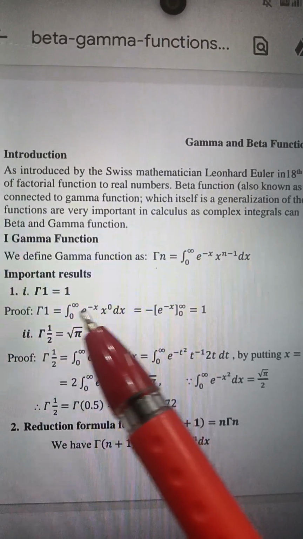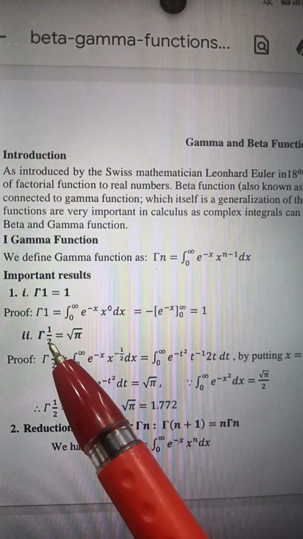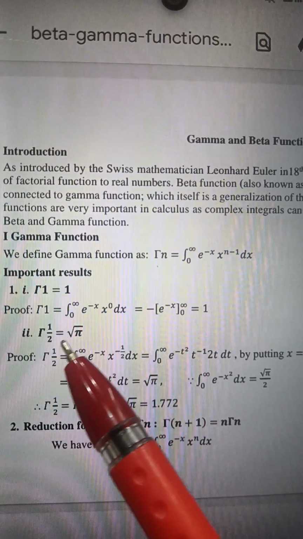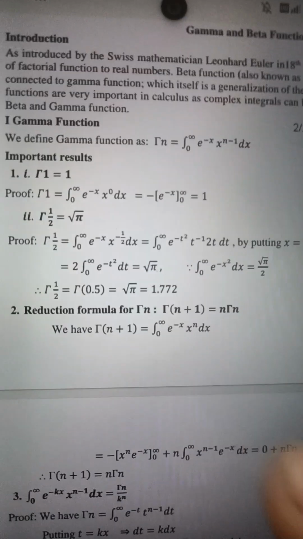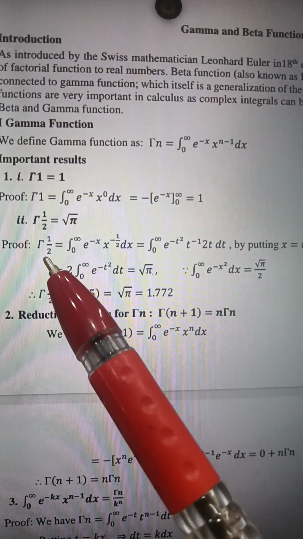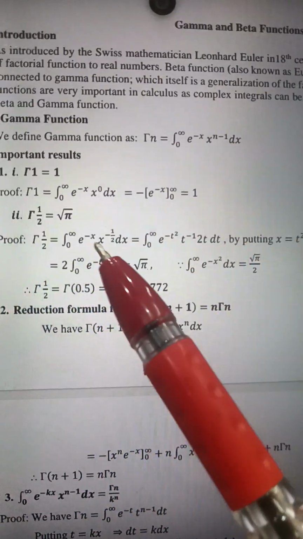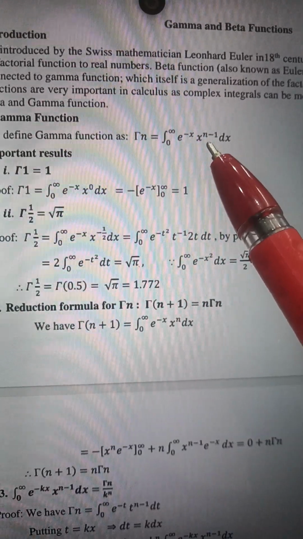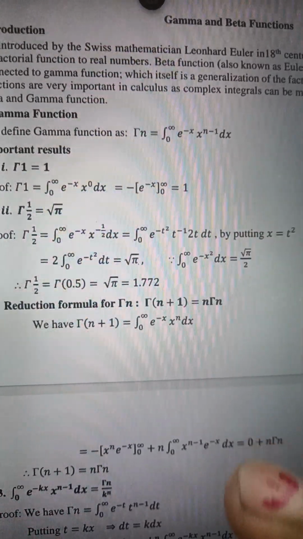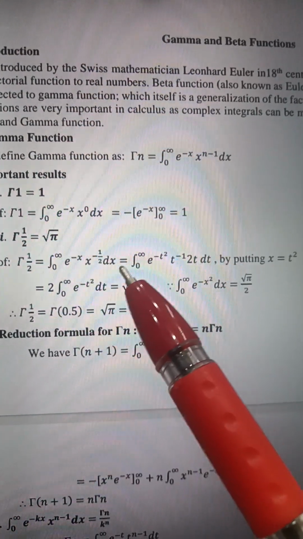Now second result. This result is very important. Let's see. What we have to prove? We will prove factorial 1 upon 2 equals to root pi. So in this, what we will do? In the same result, we will put n is equals to 1 by 2. N is equals to 1 by 2. So 1 by 2 minus 1 will be minus 1 by 2. I hope this is clear.